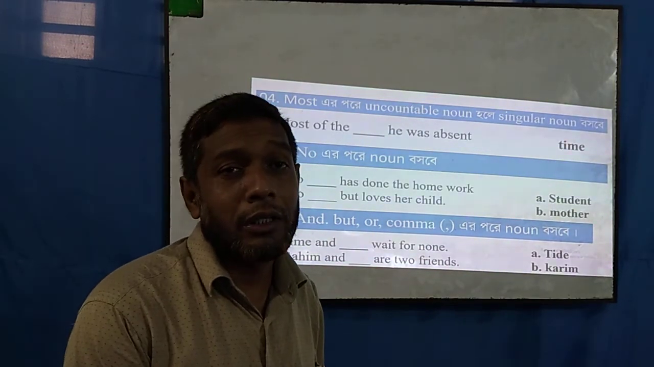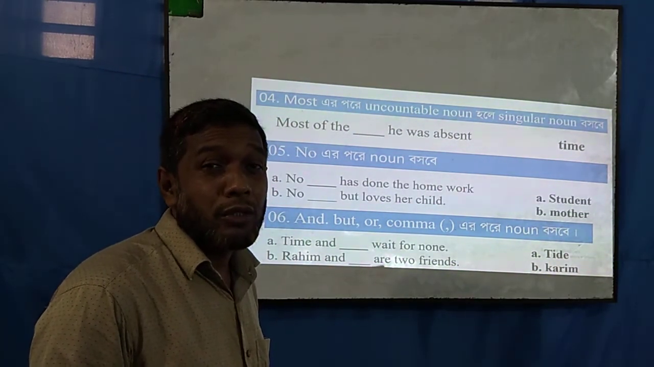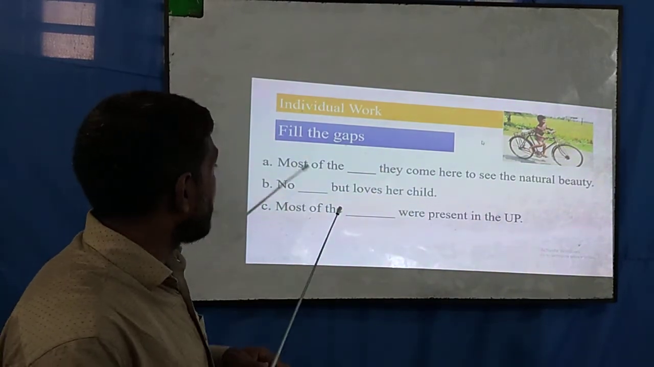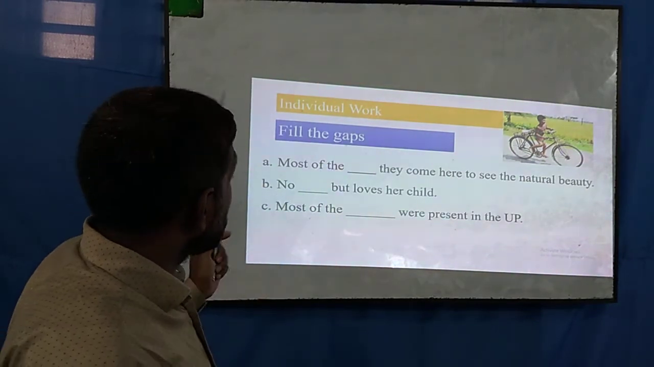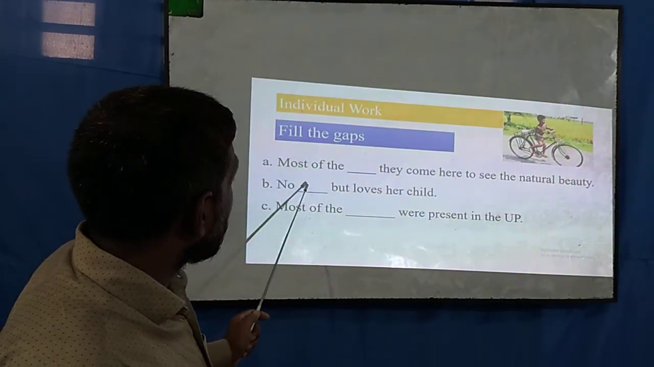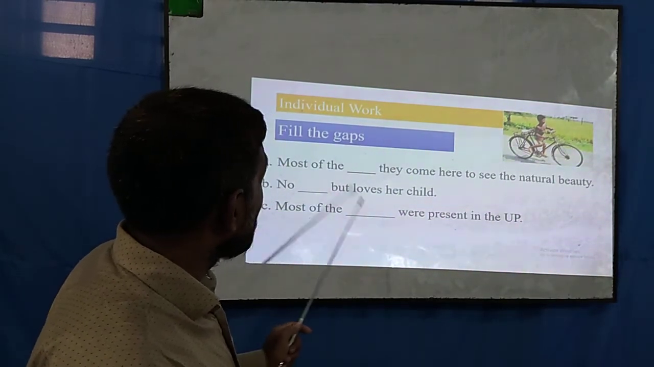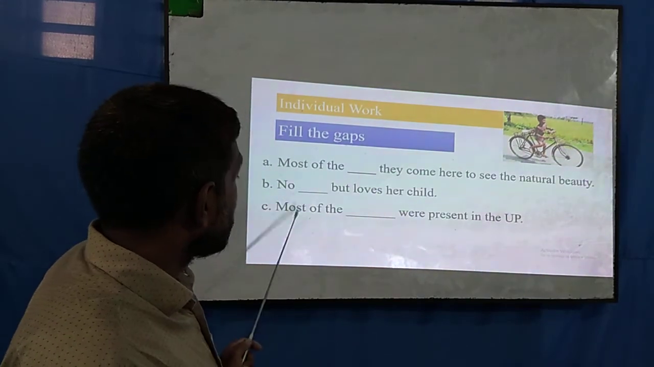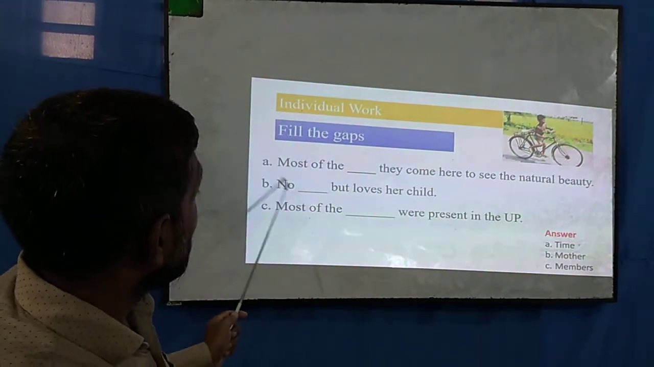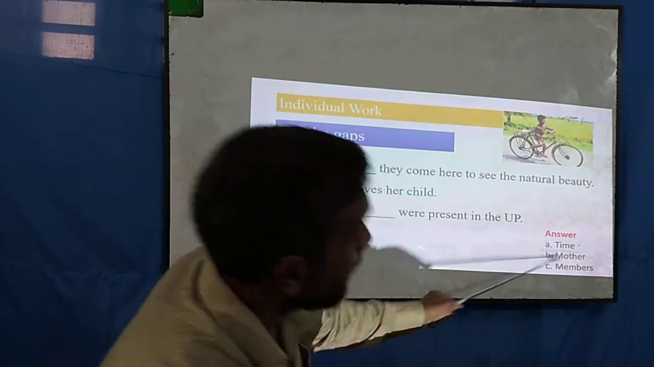So dear students, I hope you can understand, because as you are students of class 10, you have enough knowledge on these rules, because we try our best to teach you in the classroom. Try to remind yourself. So here is an individual work, dear students, I am helping you. Most of the dash: you saw the rules in my previous slide. After most of, the noun should be plural. No is an adjective. After an adjective, a noun should be used. Most of the, if I use a countable noun, then the noun should be in plural form; if the noun is uncountable, then the noun should be in singular form. Just check your answer. Most of the time: this is uncountable, so it is in singular form. No mother: no is an adjective, so I have used a noun. Most of the, after most of, the noun should be in plural form, because the noun is countable.